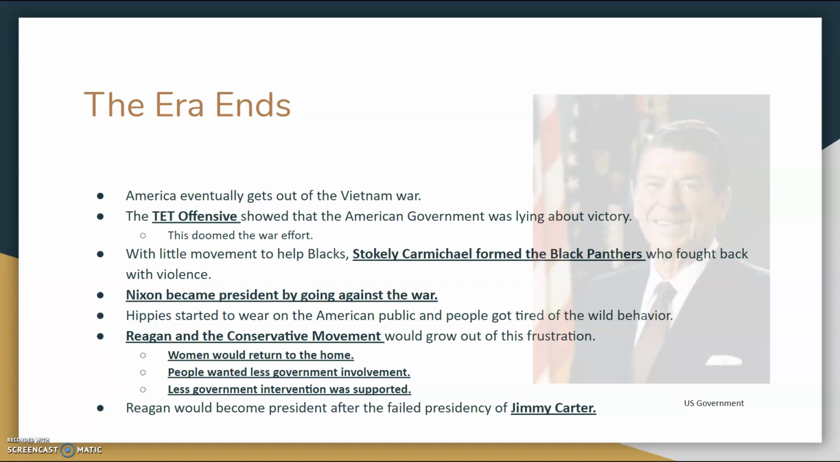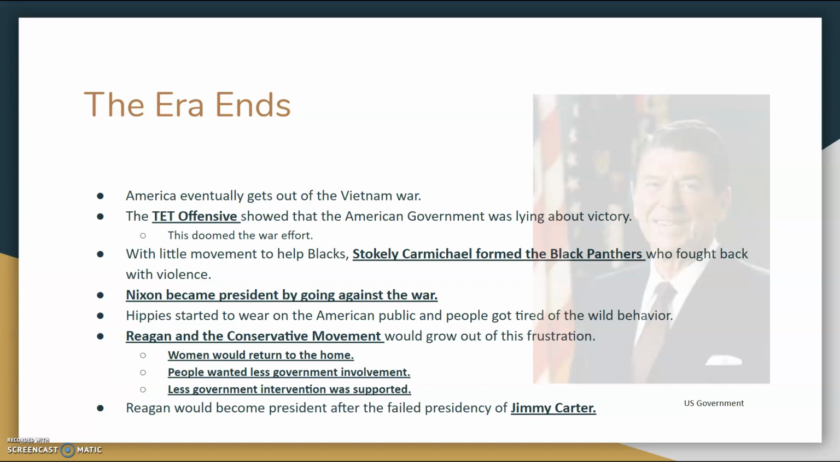We talked about Martin Luther King Jr. being an advocate for nonviolence. Well, we see Stokely Carmichael forming the Black Party during this time because by the end of the 1960s and early 1970s, people in the black community were getting upset with the lack of movement that was taking place when it came to civil rights. Nixon ends up becoming the president by going against the war.